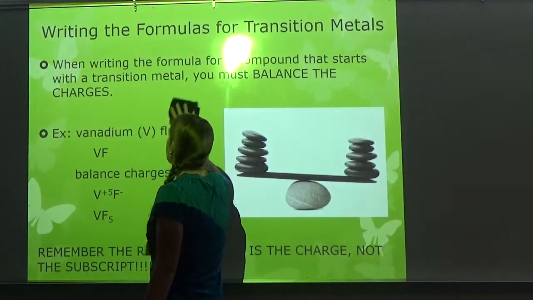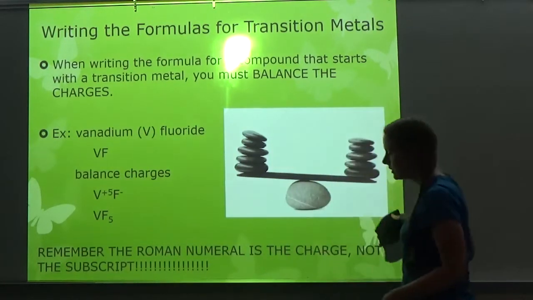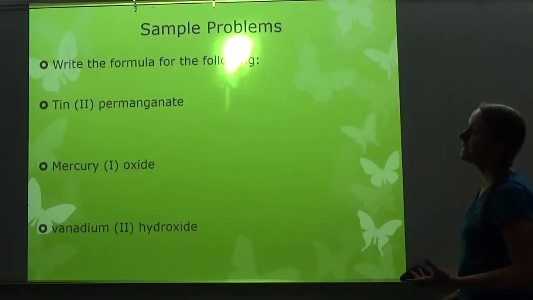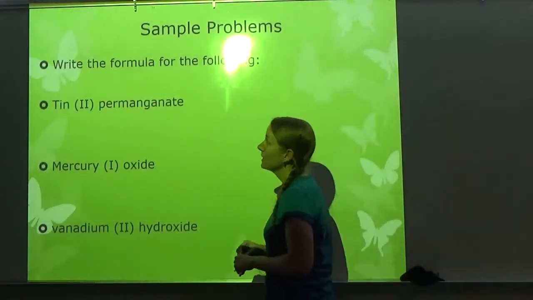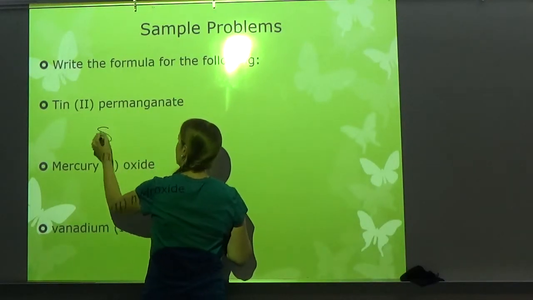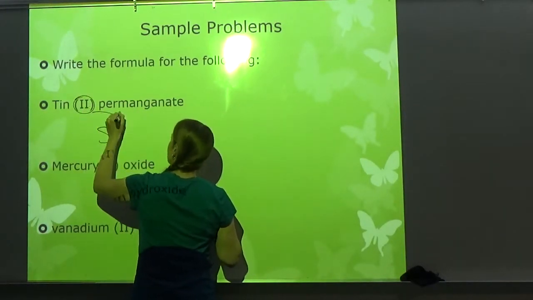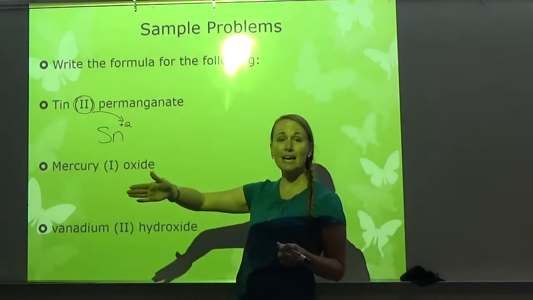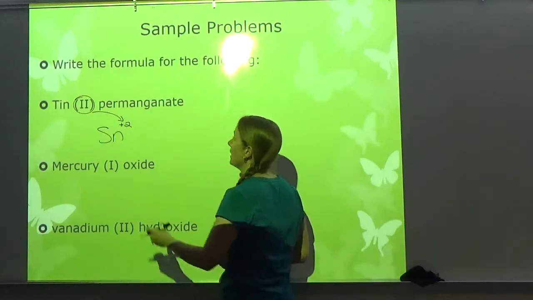But it's the Roman numeral that is the charge of the metal. It's not the subscript. Okay, so let's look at a few going the opposite way, if I give you the name. So we have tin 2 permanganate. So tin is Sn. And remember, the Roman numeral is the charge. So it has a +2 charge. Because remember, it's in that category where you can have more than one charge.